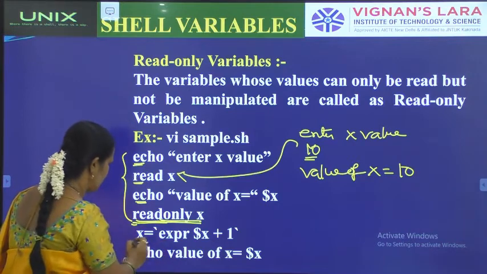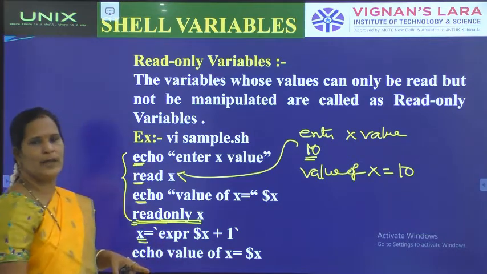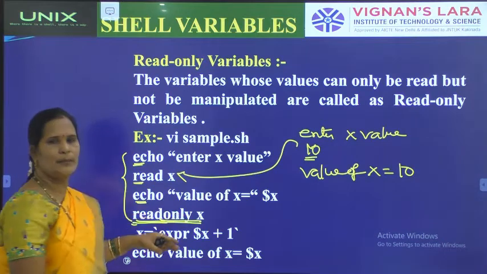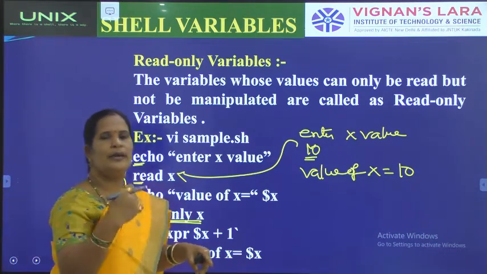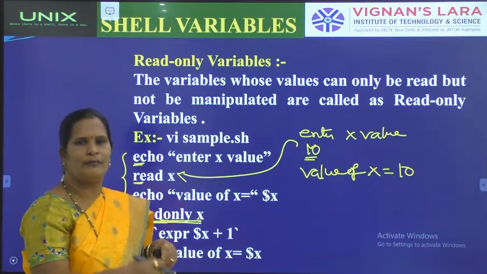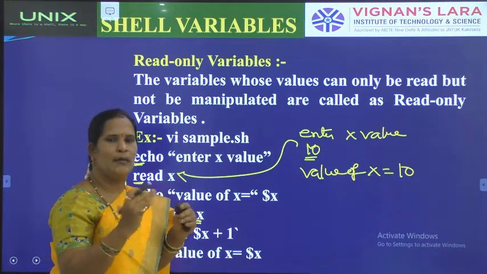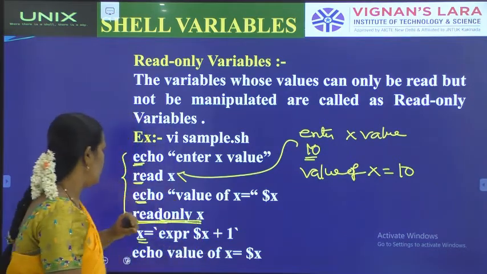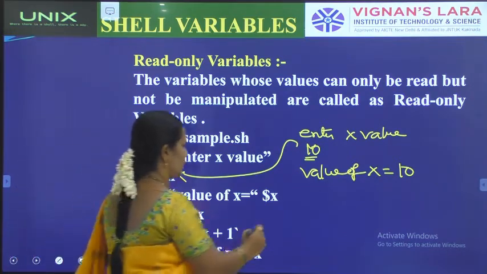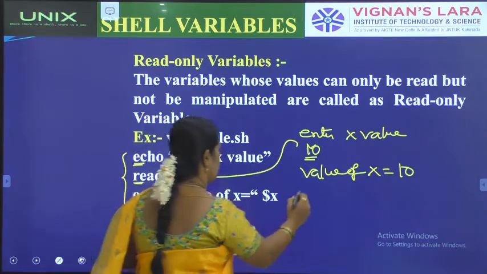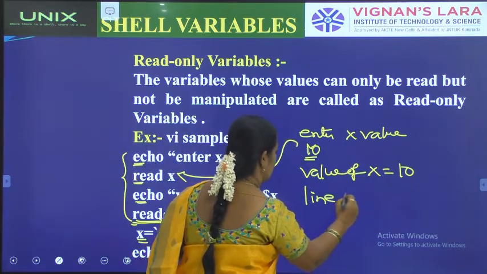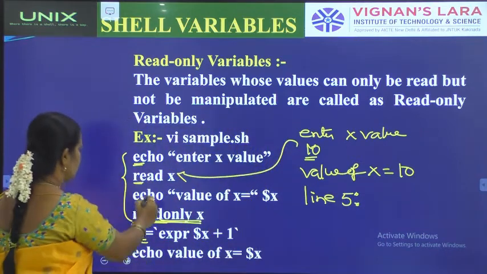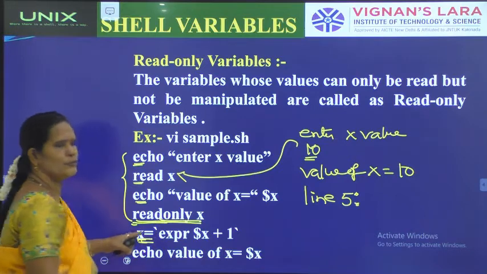Whereas in the fifth line, observe x is equals to expr space $x plus 1. Once we declare any variable as read only, we cannot manipulate the value of that variable. Means we can't increment or decrement the value of that variable. So that's why it will show the error in line 5. 1, 2, 3, 4 is the fifth line.